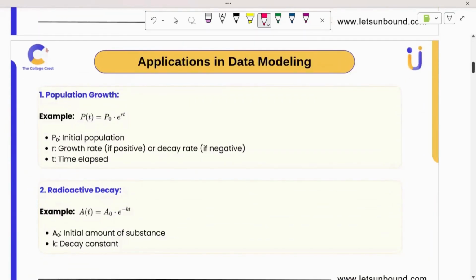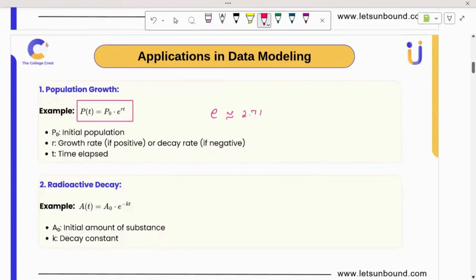Population growth, that is an exponential application. P of t looks something like this. P naught is the initial population. And what is this e? e is called Euler's number, like how we call pi, right? It's something like 2.71. And r is the growth rate, like 10%, 2%, maybe decreasing or increasing. And t is time elapsed, right? So this is one. And radioactive decay is another application.